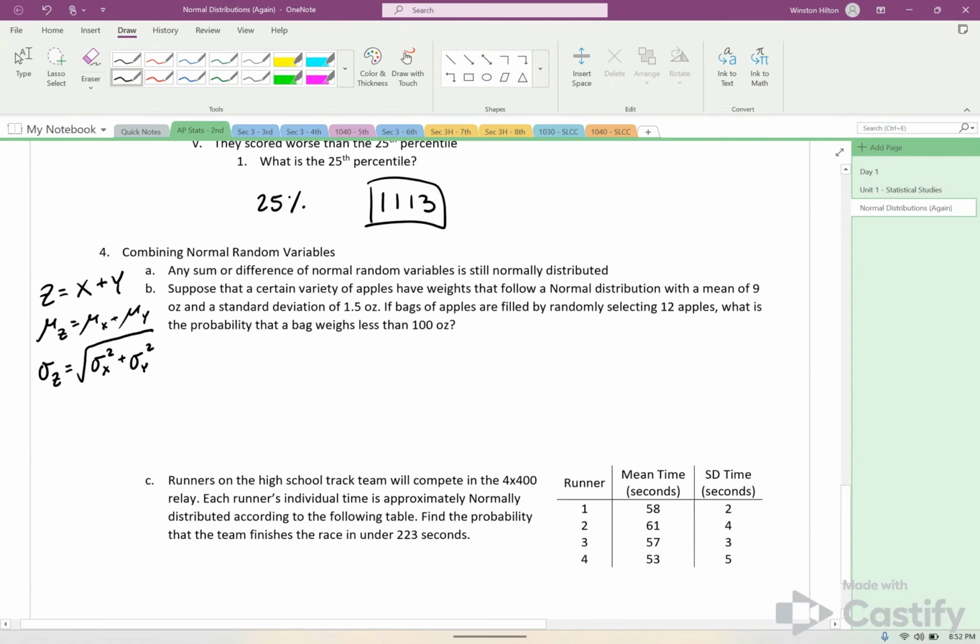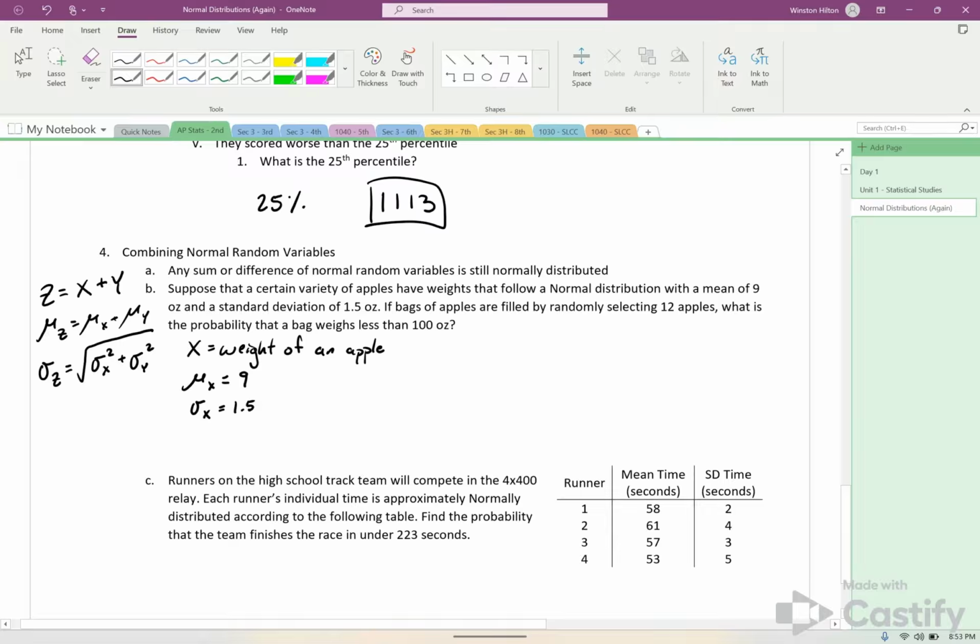Suppose a certain variety of apples have weights that follow a normal distribution with a mean of 9 and a standard deviation of 1.5. If bags of apples are filled by randomly selecting 12 apples, what is the probability that a bag weighs less than 100 ounces? So here we have a random variable. Let's say x is the weight of an apple. The mean of x is 9 ounces, and the standard deviation of x is 1.5.